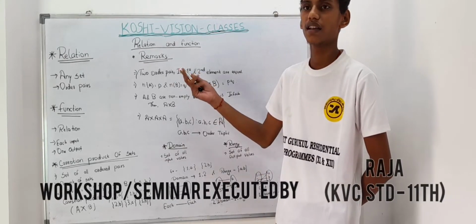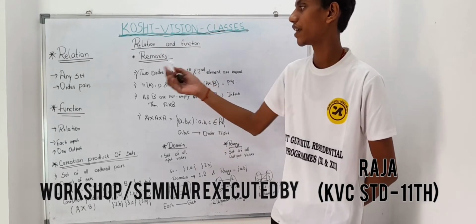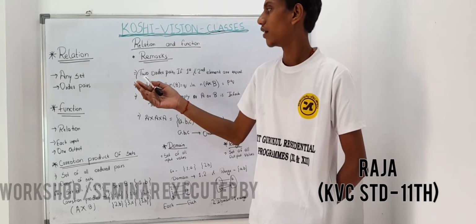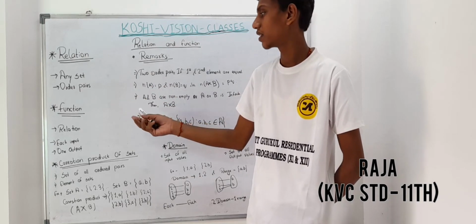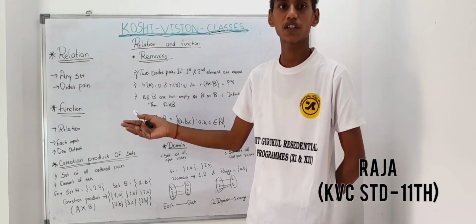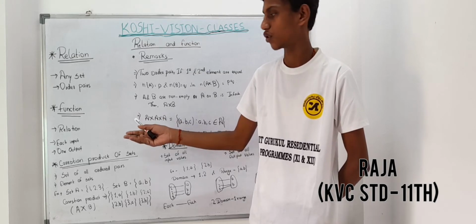Today our topic is relation and function. Relation: any set of ordered pairs is called a relation, and a function is a relation in which each input has exactly one output.